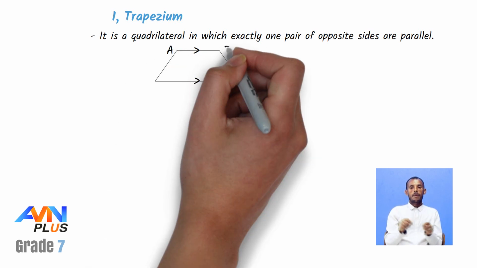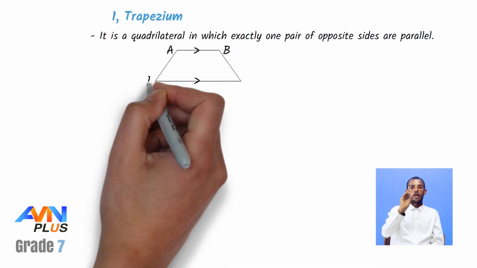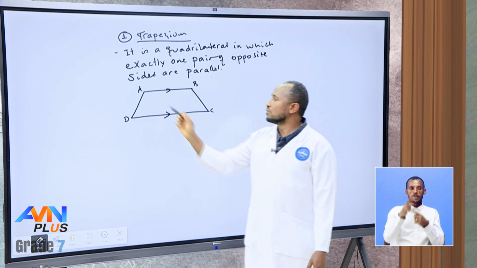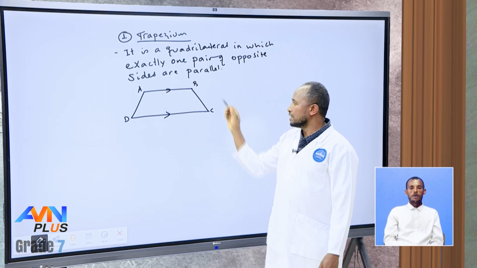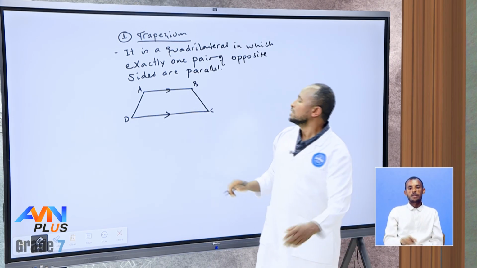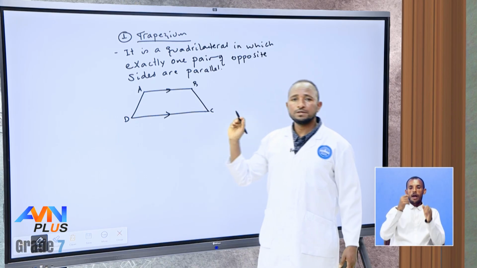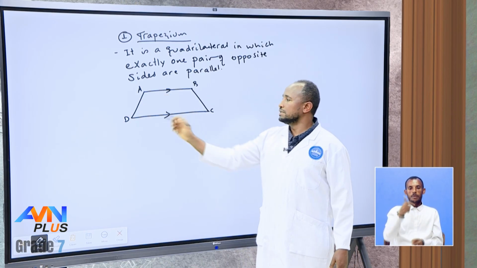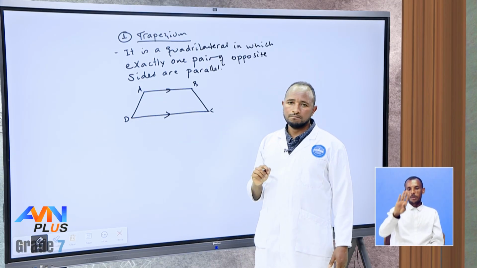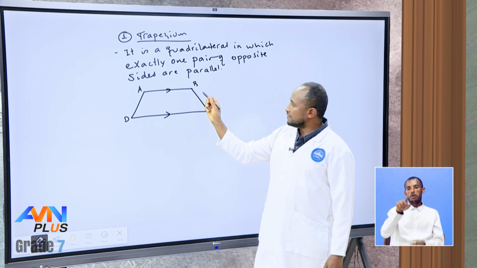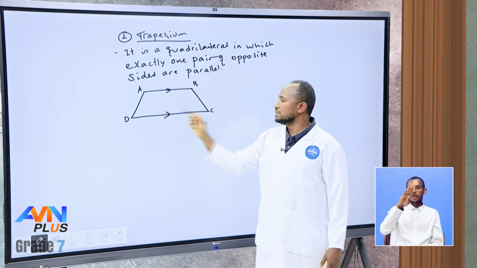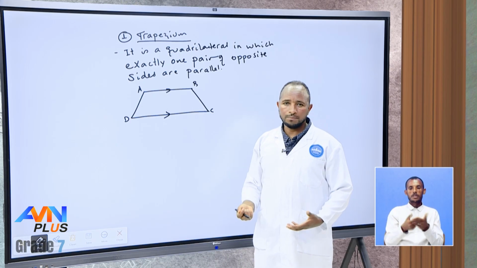A, B, C, D. You can name this trapezium using its vertices, and you start from one of its vertices, either in clockwise or in anti-clockwise direction. So here I can name this trapezium ABCD, or you can name it trapezium ADCB. Or you can start from other vertices, trapezium BCDA, or you can name it trapezium BADC, and so on. This is how to name this trapezium.